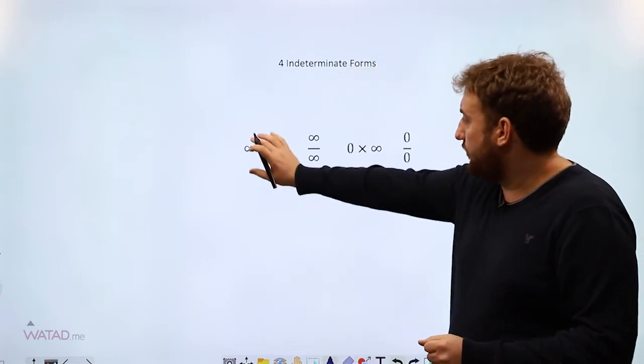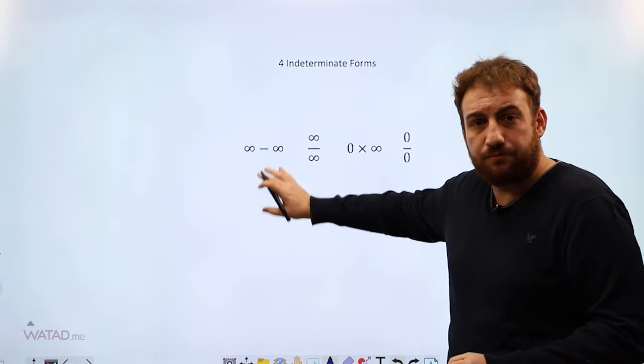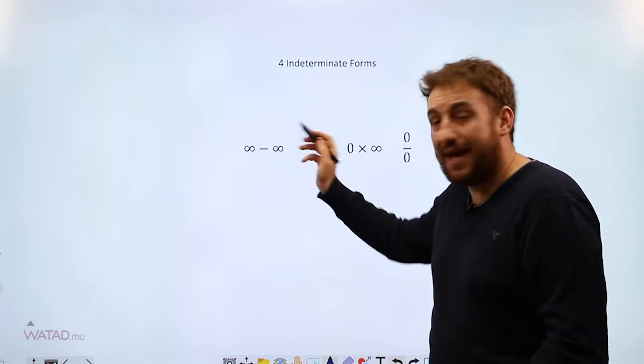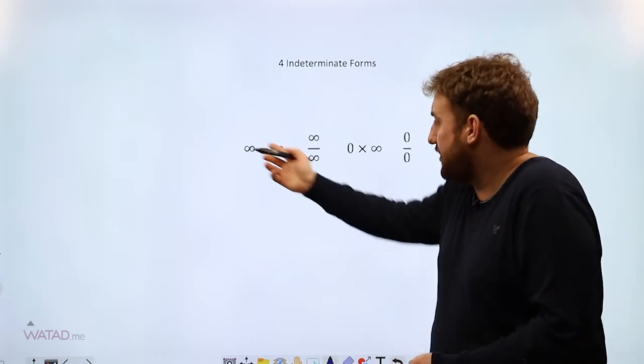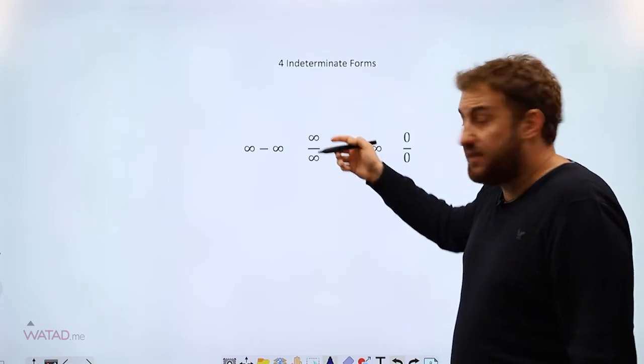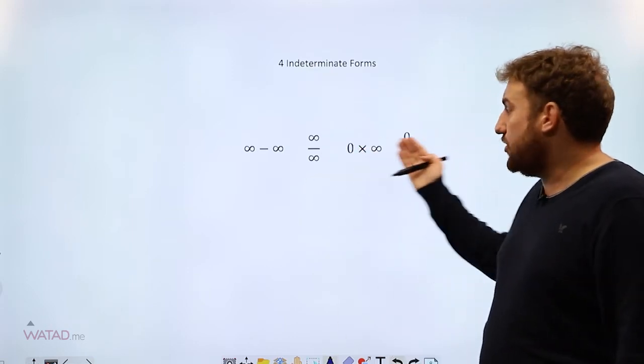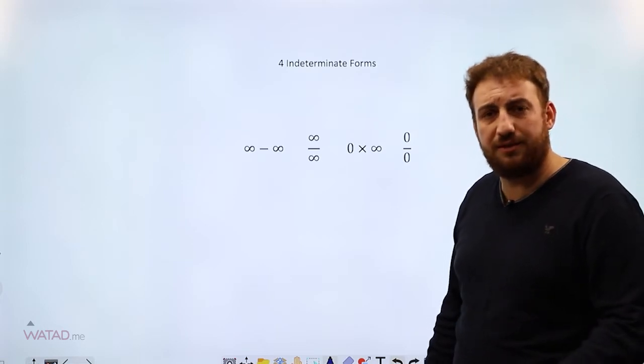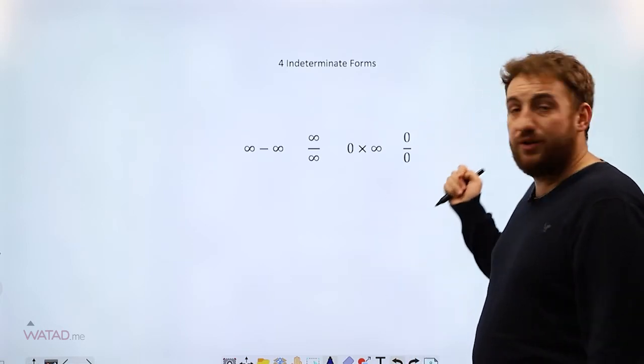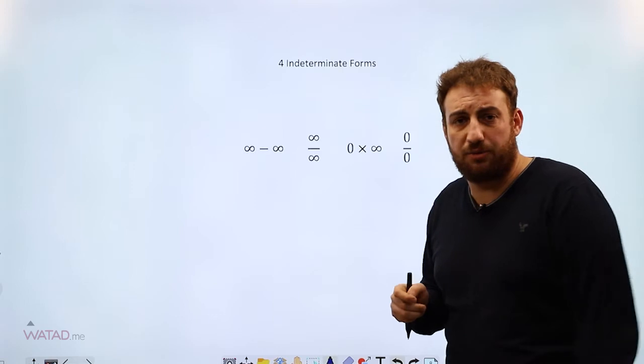So those forms are the following: infinity minus infinity. This is not 0, guys. You cannot cancel the infinities because maybe this infinity is bigger. Infinity over infinity is the second indeterminate form. 0 times infinity is the third indeterminate form. And 0 over 0 is the fourth indeterminate form.